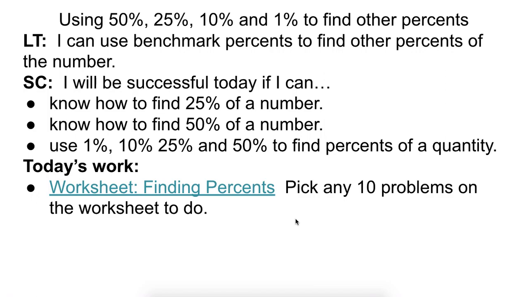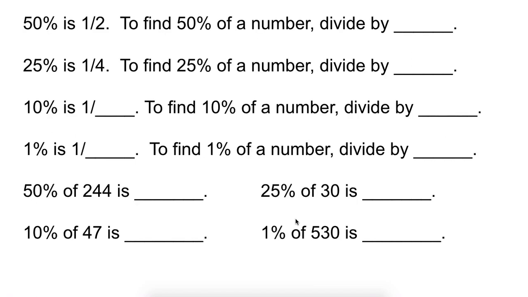So let's go ahead and look at this first little thing that talks about how to do all these. So 50% is half of something. To find 50% of a number, you can simply divide that number by 2 because you just want to know what half of it is. And if we divide it by 2, we have half of it. 25% is a fourth. And these are fractions and percents you need to relate together. So 25% is a fourth. To find 25% of a number, we just need to divide by 4, because a fourth of something, if we divide it by 4, we find out what a fourth of it is.